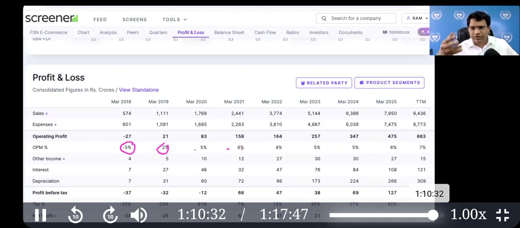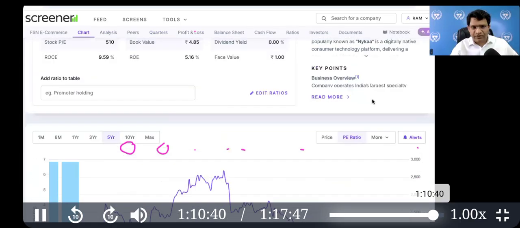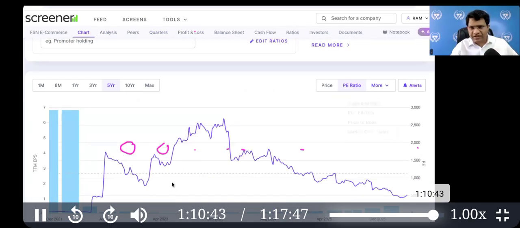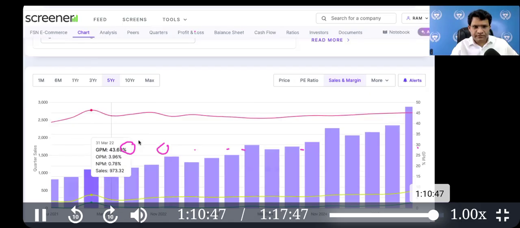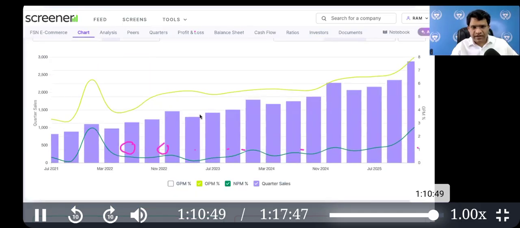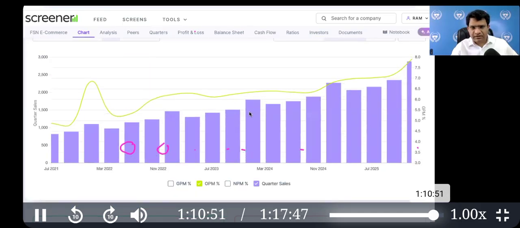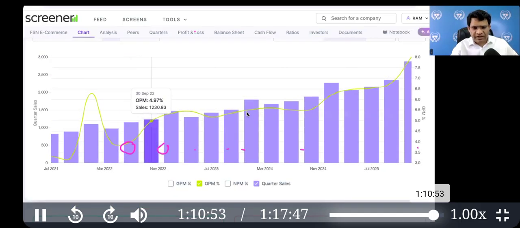Maybe it will grow, but thereafter it may not. But at least you can get the idea of whether companies are dying or growing based on the operating profit margin. If you want to check immediately, here is the operating profit margin. Deselect this. Okay, so this yellow line is the operating profit margin.